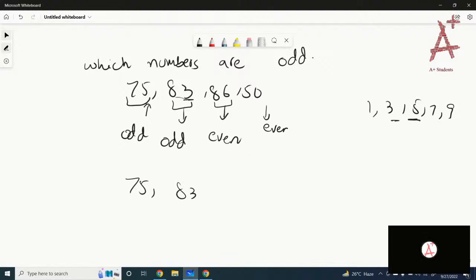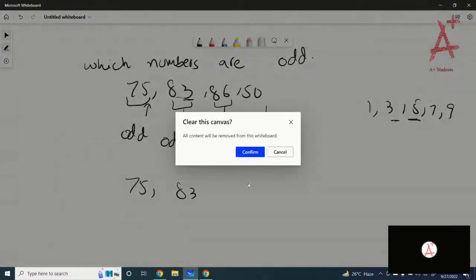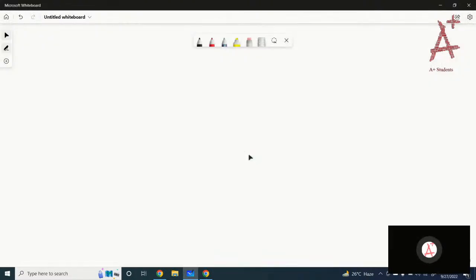Okay, so select the correct option. The first option is the correct one, 75 and 83, and click on the OK button. Okay, the next question is which of the following numbers are even? Now you need to see which numbers are even.